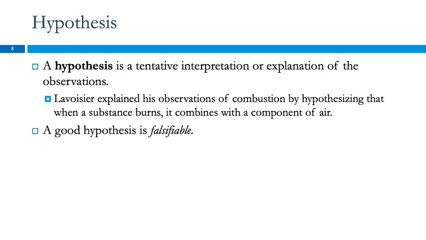So Lavoisier explained his observations of burning things by hypothesizing that when a substance burns, it combines with a component of the air. And ultimately he ended up getting it right, but his initial ideas were a little strange. He named this substance phlogiston, and you could read all about that on Wikipedia if you're interested.